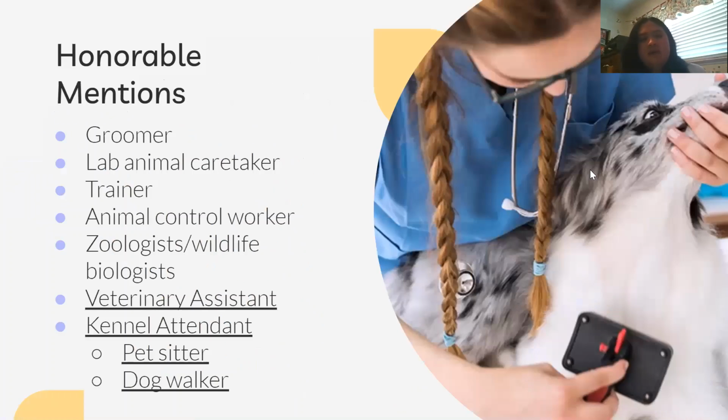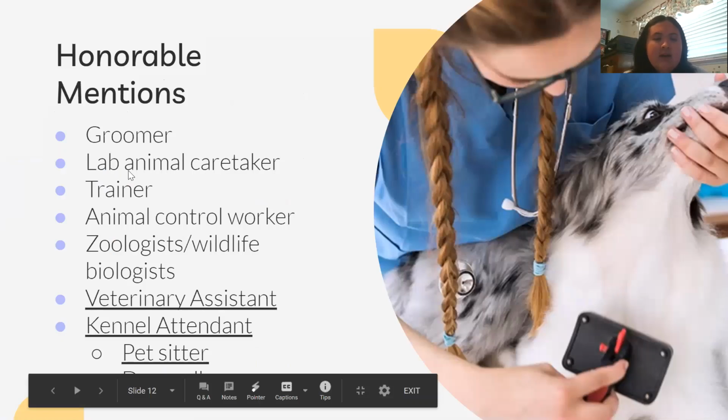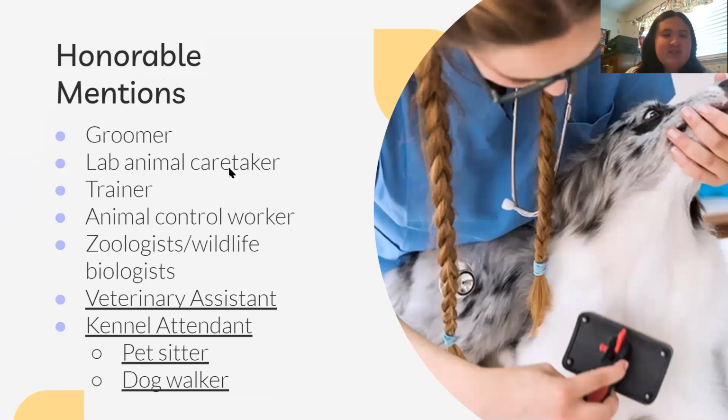Here are some honorable mentions. These are not as broad as the main types I mentioned before. Here's a groomer. As we can see in the picture, she's taking care of the dog, grooming him. There's lab animal caretaker, which speaks for itself. You take care of the animals used in labs. A trainer, so that can be tricks, teaching, or just general behavioral issues, teaching them how to, maybe, not pee on things.